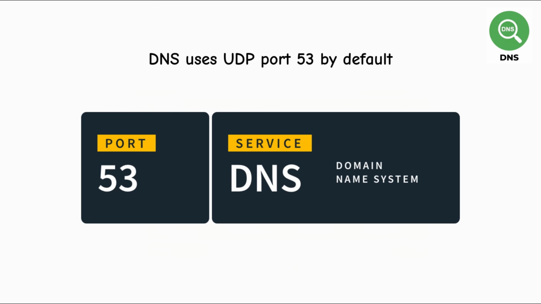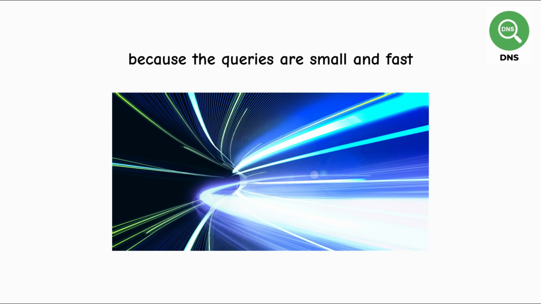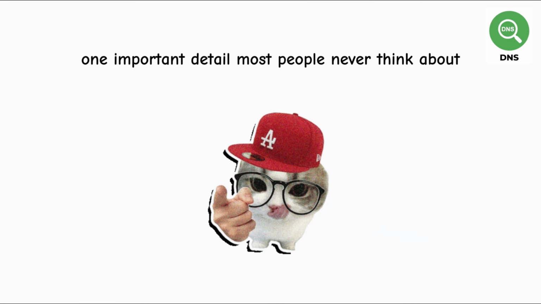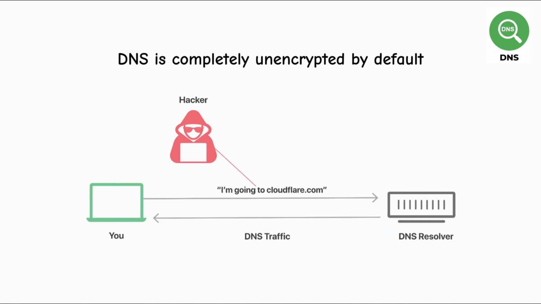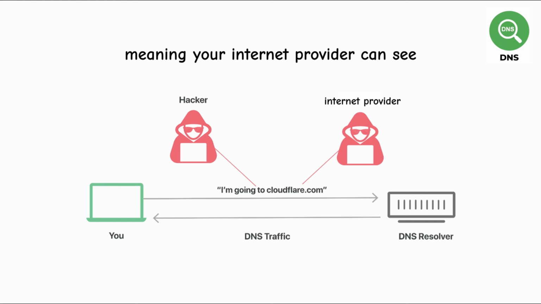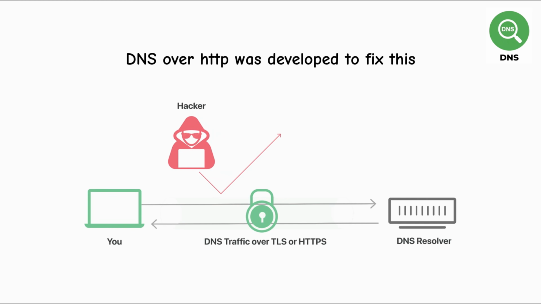DNS uses UDP port 53 by default because the queries are small and fast. One important detail most people never think about: DNS is completely unencrypted by default, meaning your internet provider can see every domain you look up. DNS over HTTPS was developed to fix this by encrypting your DNS queries inside normal web traffic.